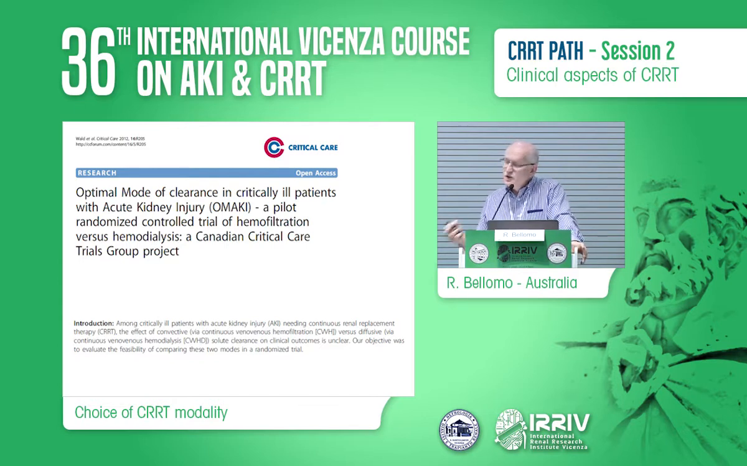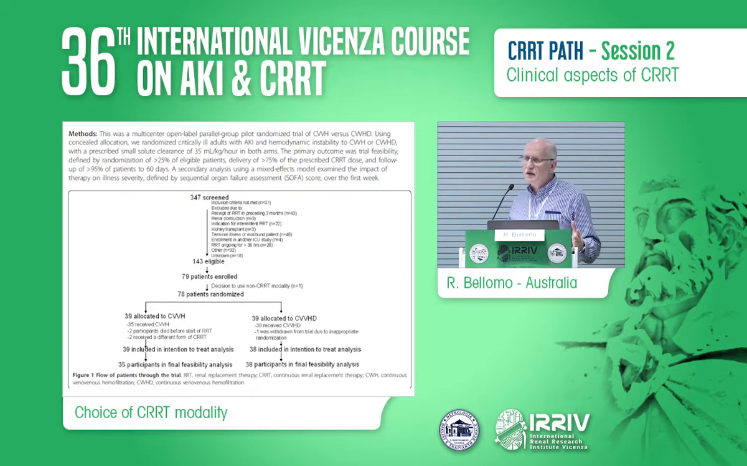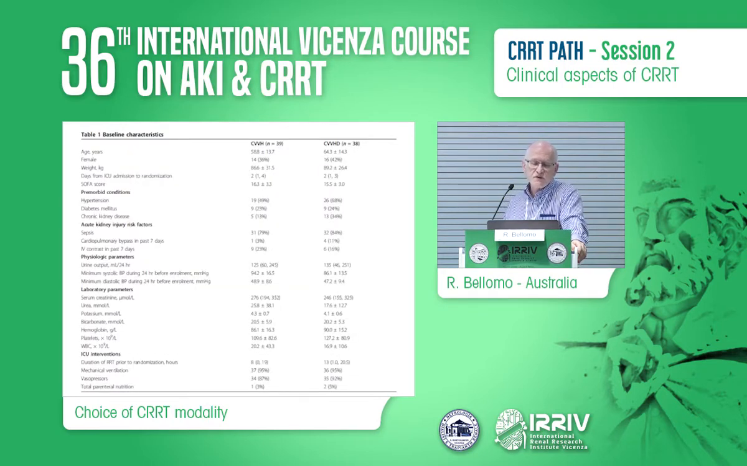So, should we do randomized controlled trials comparing these two types of treatments and looking at clinical difference? And Sean did the Omaki study in Canada to try and compare whether there was a difference in terms of clinical outcomes between diffusive and convective therapy. This is a phase 2 study. Patients were allocated to CVVH or CVVHD randomly. This is the description of the type of population. And as you can see, there is a reasonable degree of balance between the two groups, as you would expect from a randomized study.